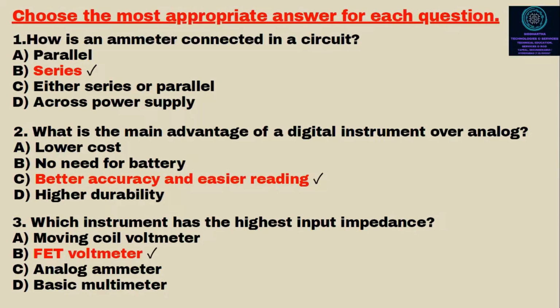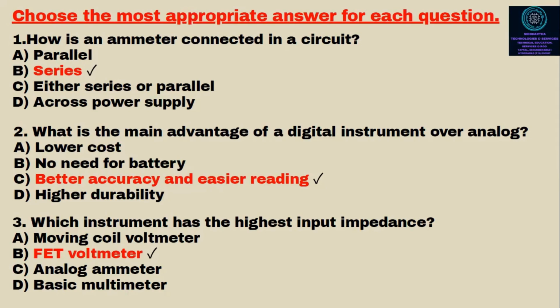Now we'll go to the important questions, a few questions we have taken, on which you can practice. Choose the most appropriate answer for each question. Question number one: how is an ammeter connected in a circuit? Just now we have studied it is connected in series. Out of four options, you have to choose the correct answer. The correct answer is series.